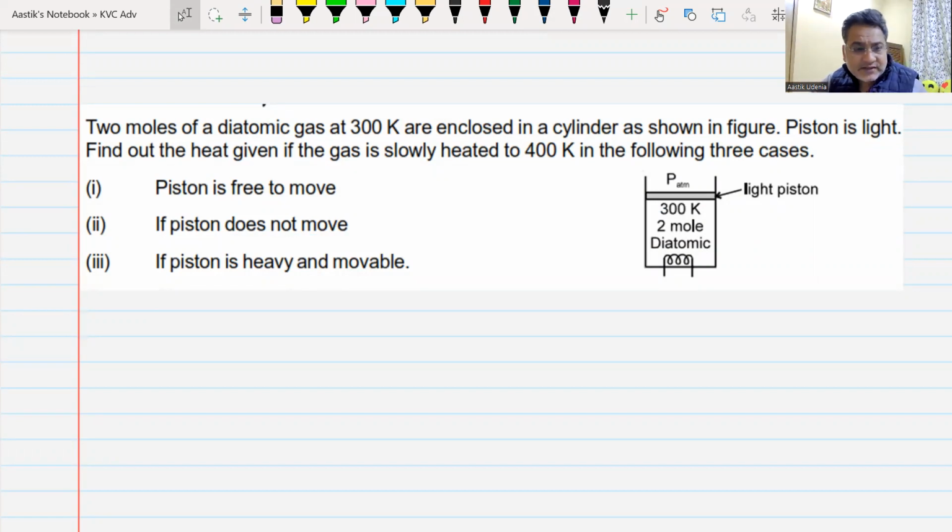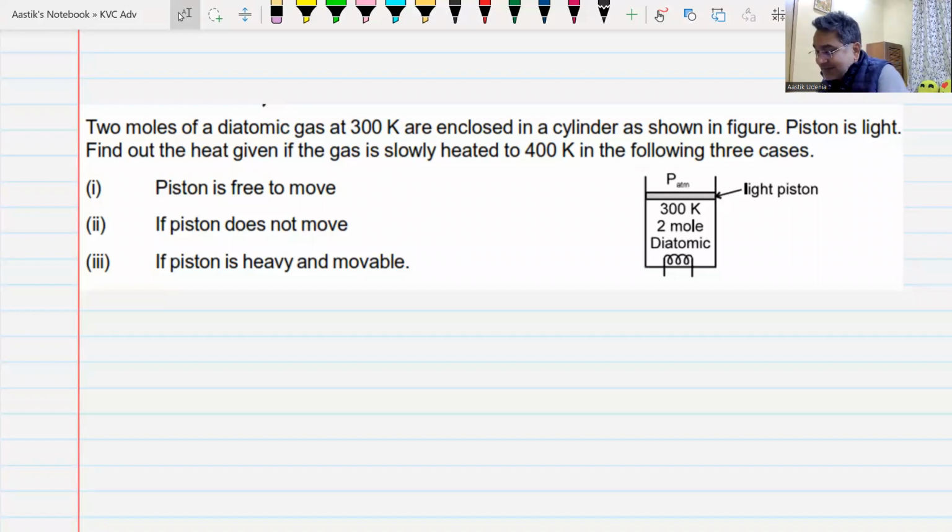2 moles of a diatomic gas at 300 Kelvin is enclosed in a cylinder as shown in the figure. Piston is light. Find out the heat given if the gas is slowly heated to 400 Kelvin in the following cases. Number 1, piston is free to move. Number 2, piston does not move. Number 3, piston is heavy and movable. Just have to understand the process, get the answer, and stay happy. 2 minutes.